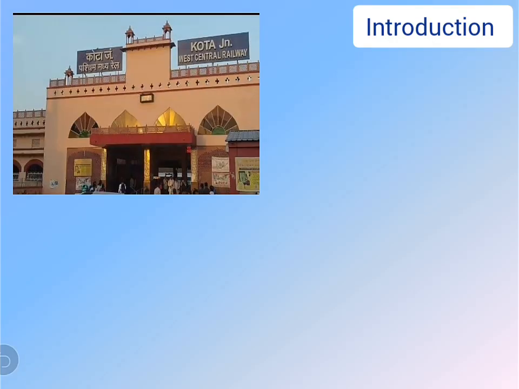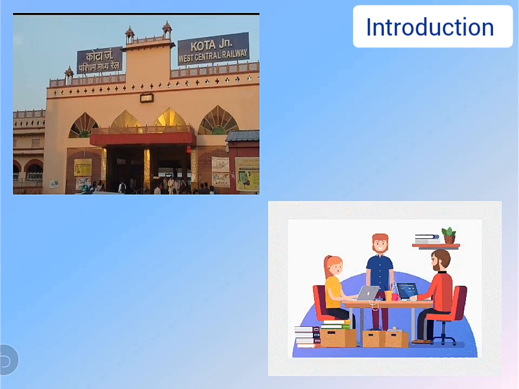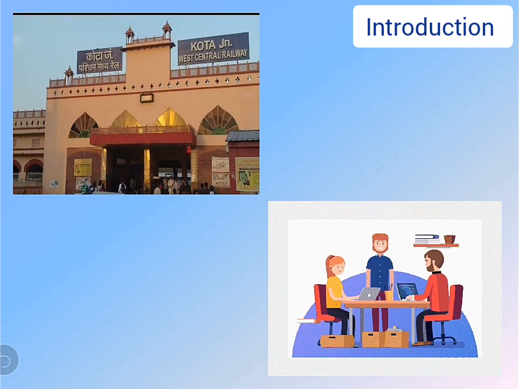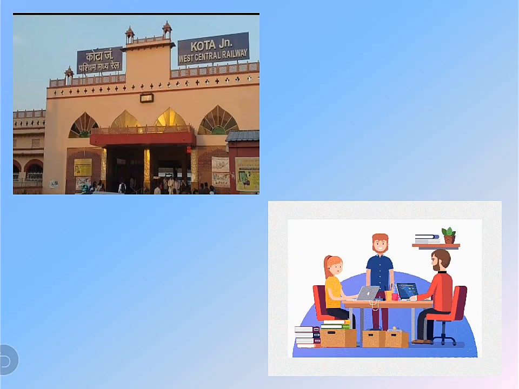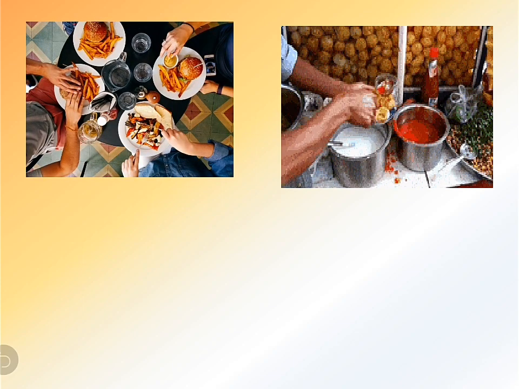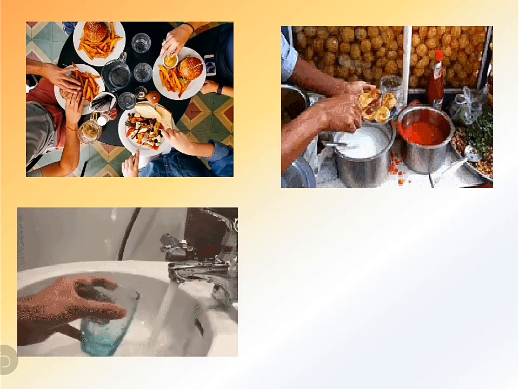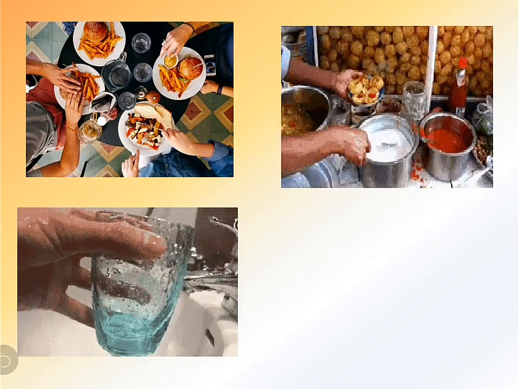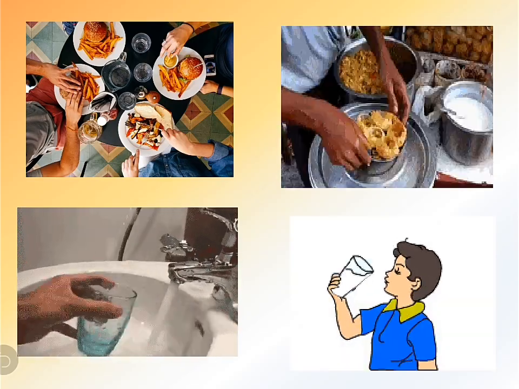Rocky went to Kota with his two friends for higher studies. There, they shared a common room. They have their meals of the day outside or sometimes from the vendors. Also, they were not having a water purifier, so they used to drink normal tap water.